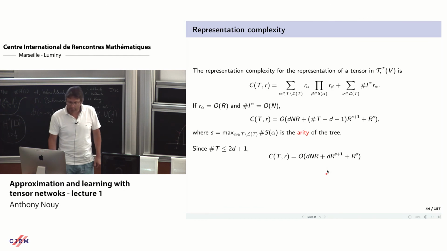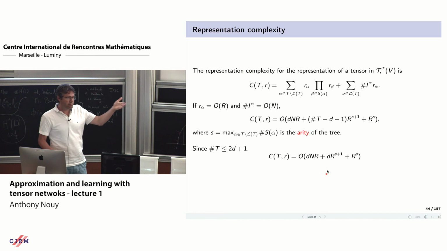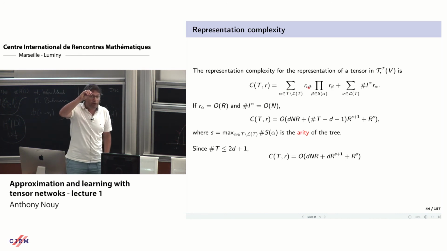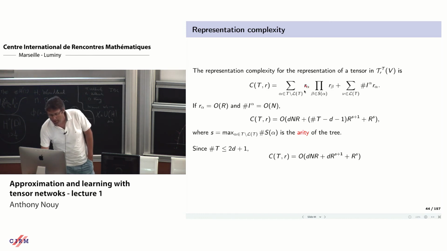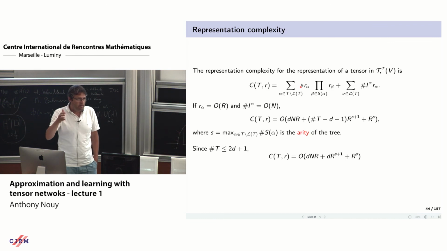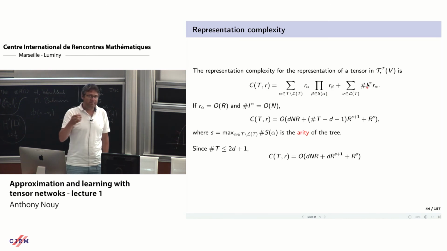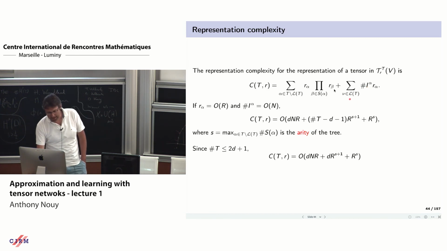Well, now about the representation complexity. So it's related to your question. If you give me a certain rank, I know that I can store the object V with a complexity which is the sum of the complexity of storing each individual tensor in the network. And I know the different sizes of the tensors. That depends on the ranks for the core tensors and also on the dimension of the spaces V1, V2, and so on for the leaves. Okay, so you have here the complexity.